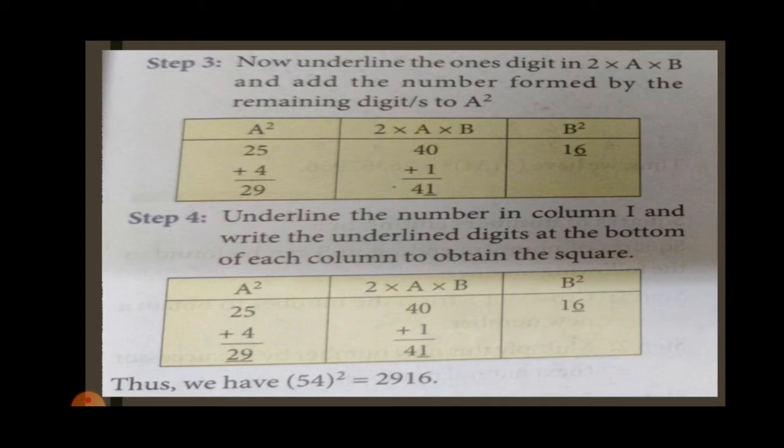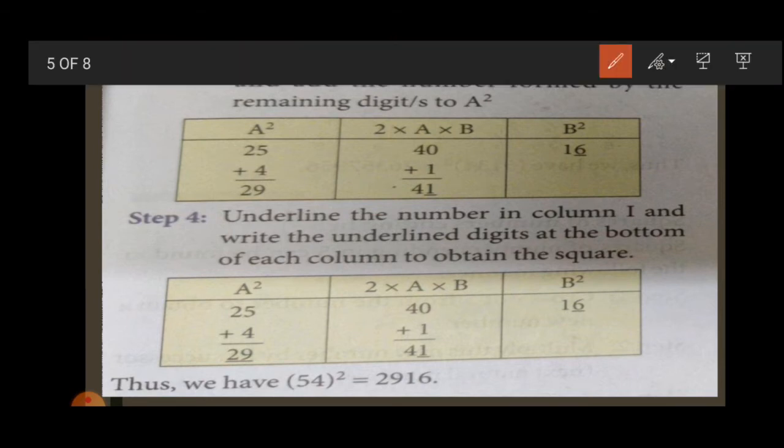Now underline the ones digit in 2 into A into B and add the number formed by the remaining digits to A square. Again, the ones digit in column 2, which is 2 into A into B, is 1, and the remaining number is 4. Add 4 into column 1, which is the A square column. By adding 4 into 25, we get 29.